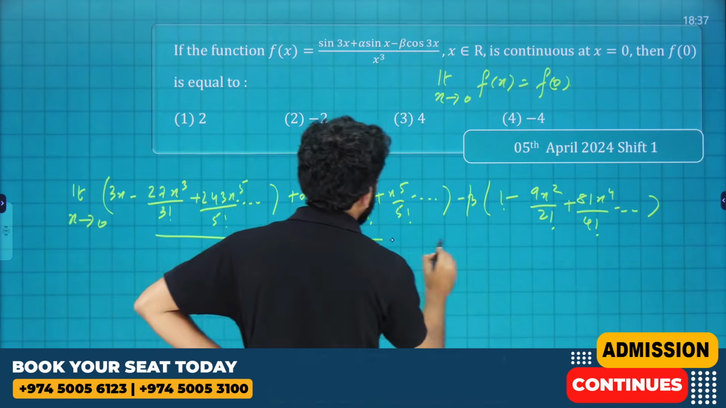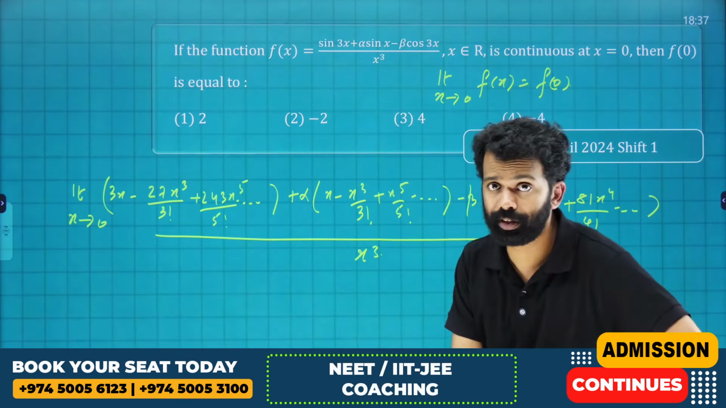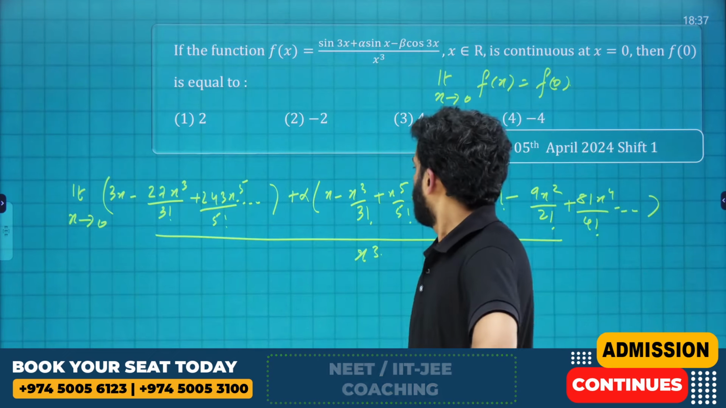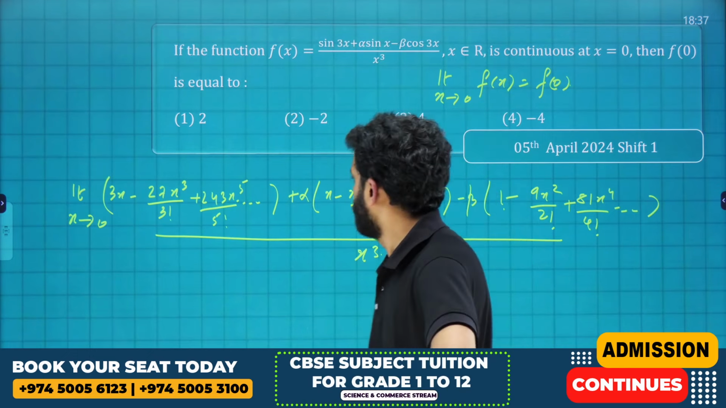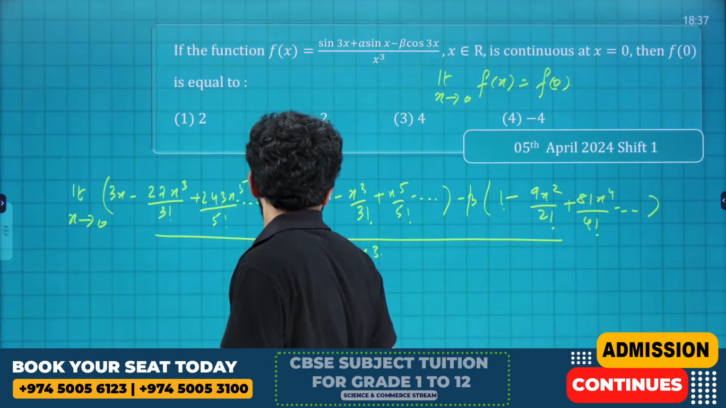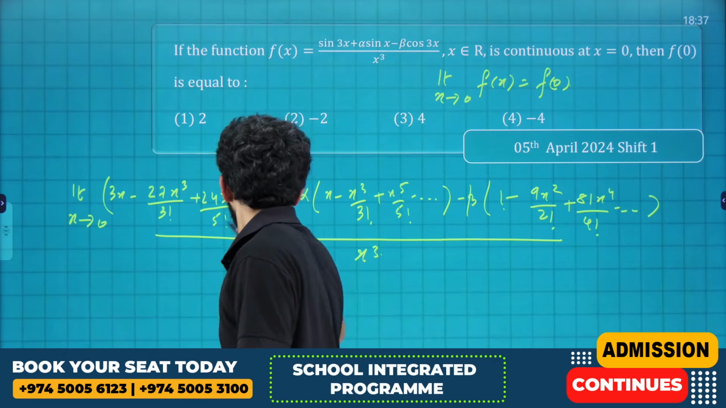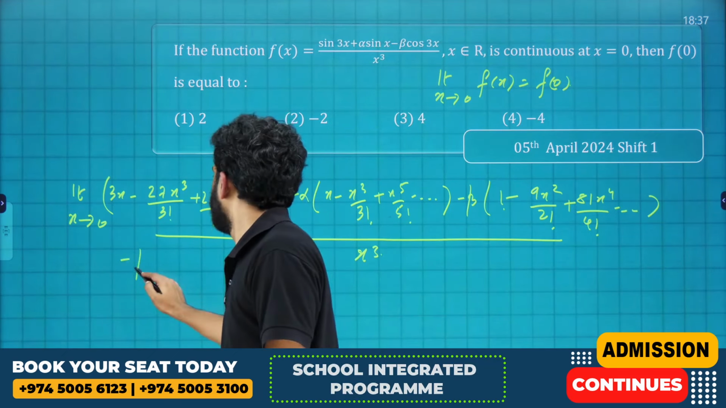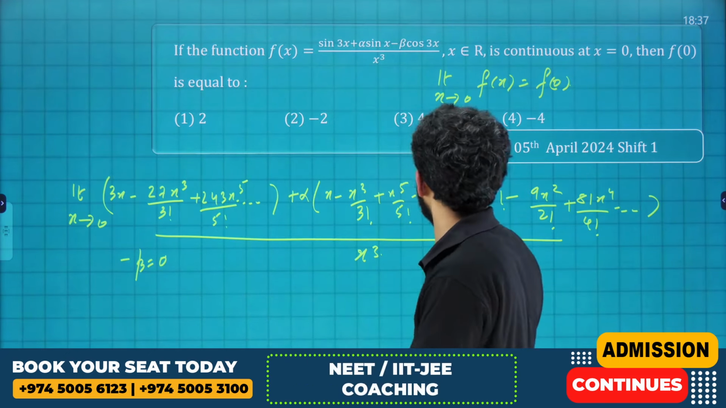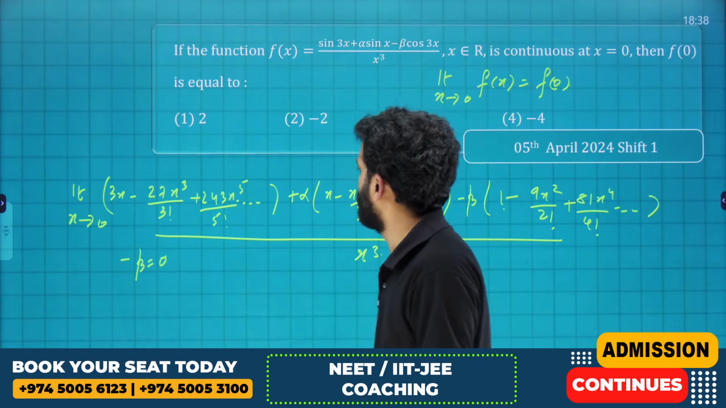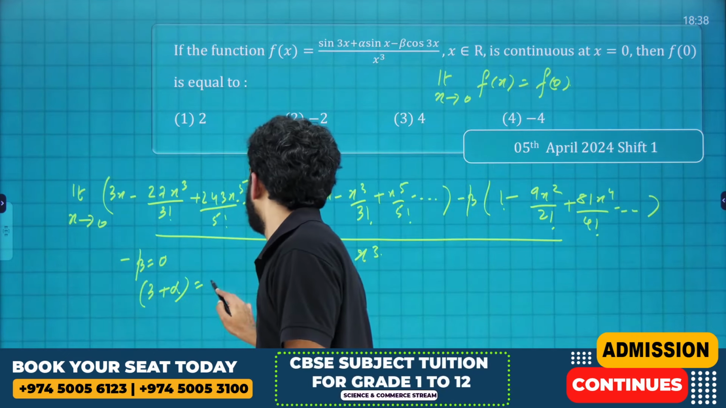Divided by x cube. Okay, let's formulate this based on the technique which we have discussed in limits. The power here is x cube, therefore all the terms with power less than x cube should vanish. Okay, therefore here the term which is independent of x is beta only, right? That is minus beta should be equal to what? 0. And the terms which depend on x, which are the terms that depend on x? That is 3 plus alpha is equal to what? 0.